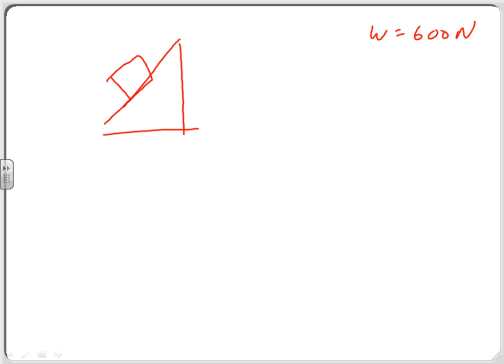It's always a good idea to find the mass. Remember that weight equals mass times gravity. So if we divide 600 by 9.8, we get a mass of 61.2 kilograms. We also know in this problem that our angle is 40, and that it accelerates down the incline at 3 meters per second squared.